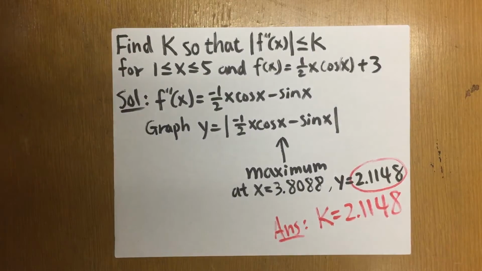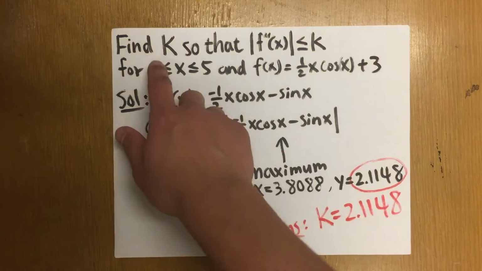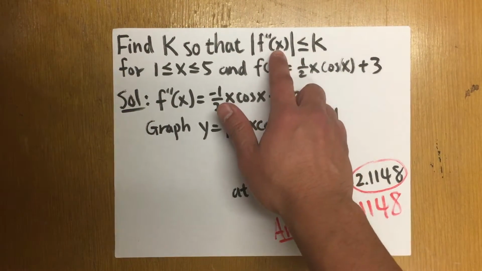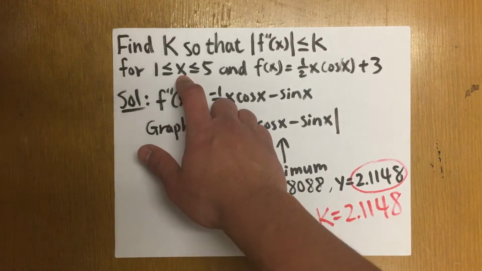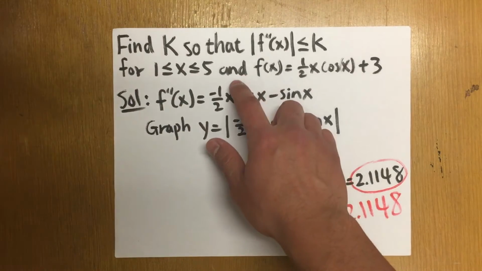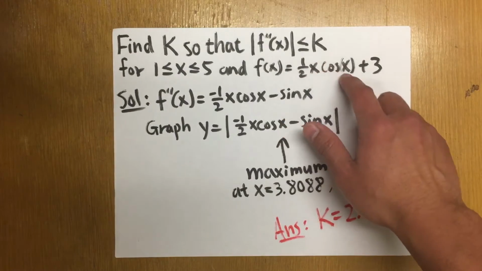In this video, I'm going to show you guys how to use the TI-83, TI-84 graphing calculator to solve this. We are going to find the k value so that the absolute value of the second derivative of our function is less than or equal to k. In this case, we just want x to be between 1 and 5, including the 1 and including the 5. And the function is f of x equals 1/2 x times cosine x plus 3.